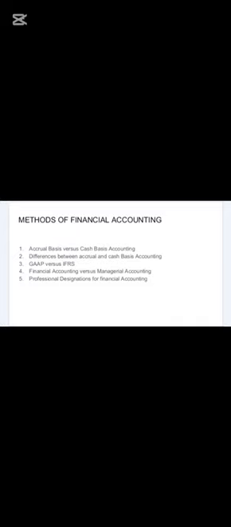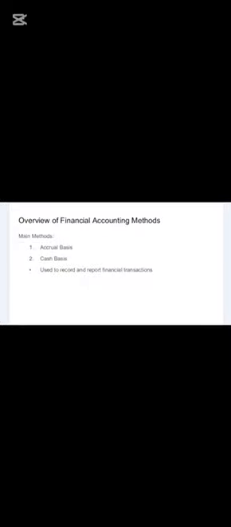So starting with methods of financial accounting, primarily there are two methods of financial accounting, which are the accrual accounting and cash basis accounting. So now let's look at the accrual accounting. Accrual accounting is a method that records revenue when it is earned, meaning that when a product or service has been delivered to a customer and there is a reasonable expectation of payment.